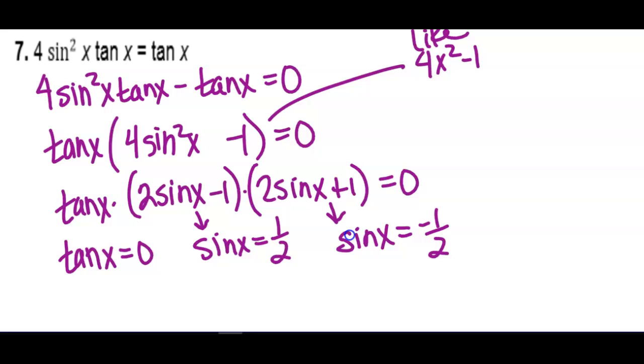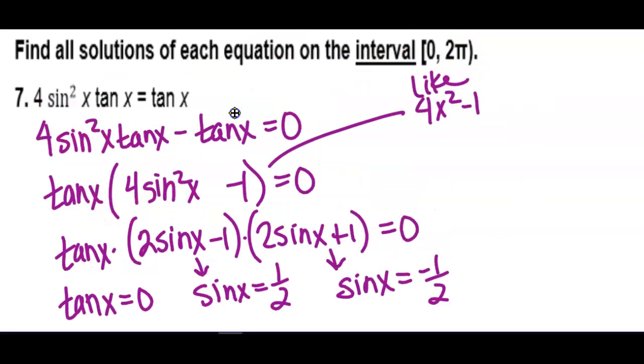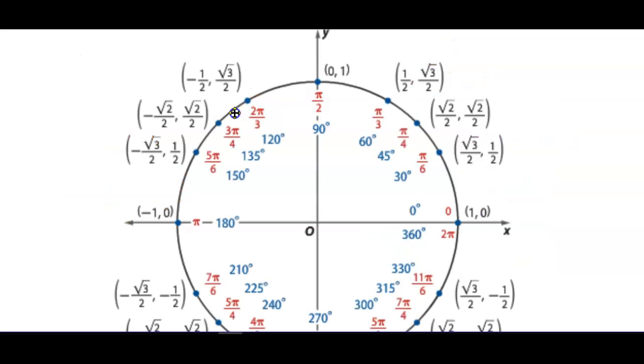Now, we have to be a little bit careful whenever we see tangent of x, because remember, the tangent of x is undefined in 2 places. It's undefined at pi over 2 and 3 pi over 2, so we have to be real careful that we don't put those down as answers when we see tangent. Do I have a unit circle close by here? Here we go.